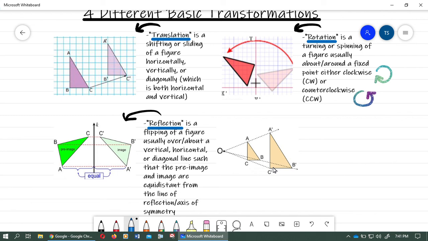But again, dilation could be either a stretch or shrink, or in other words, it could be an enlargement, which makes something bigger, or it could be a reduction, which makes something smaller, right? So again, that's that fourth different type of basic transformation. Okay, and again, that's called a dilation.